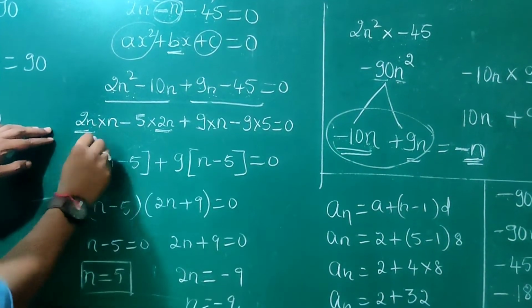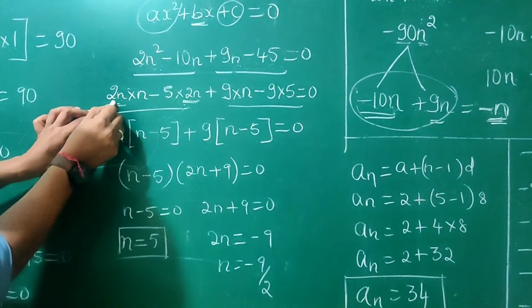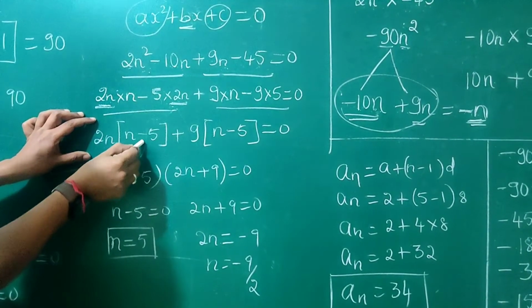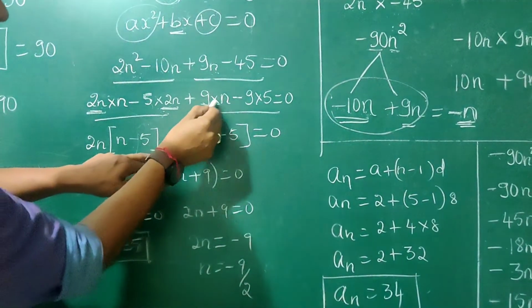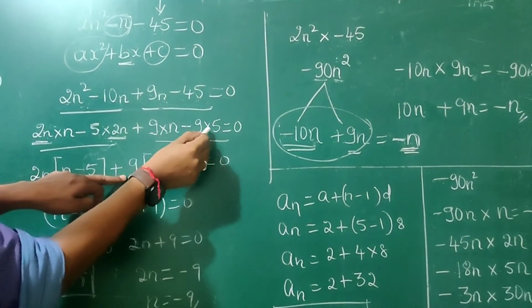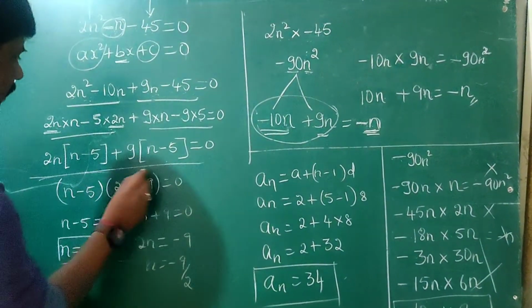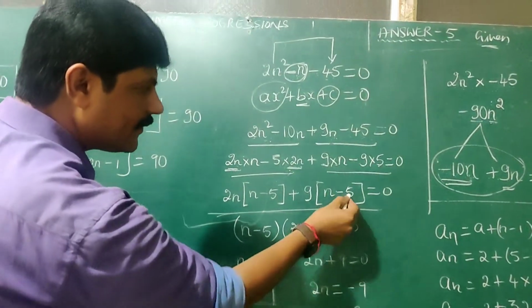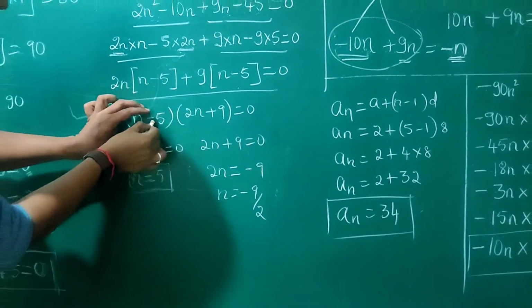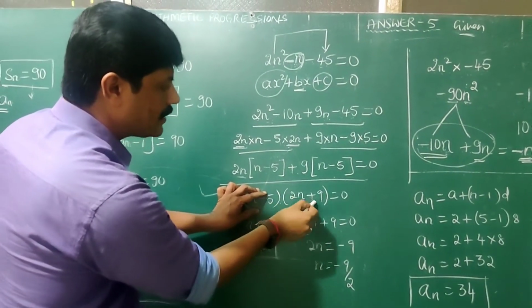Now see here, in this group 2n is common, which is taken outside. After removing 2n here, the remaining is n minus 5. Plus here, 9 and 9 are common on both sides. Take the common factor. What is remaining? n minus 5, equals 0. Now observe this equation. In both cases n minus 5 is a common factor. So remove n minus 5 in both cases, so that n minus 5 into what is remaining outside? 2n plus 9 equals 0.